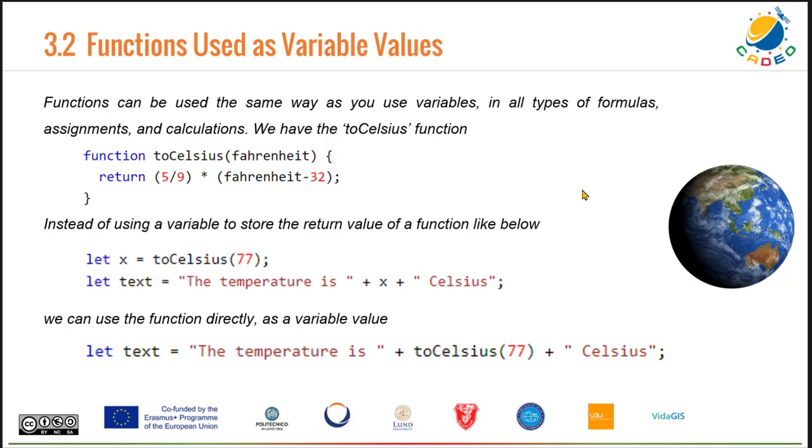Functions used as variable values. Functions can be used the same way as you use variables in all types of formulas, assignments, and calculations. We have the toCelsius function. Instead of using a variable to store the return value of the function and then using it, we can use the function directly as a variable's value.